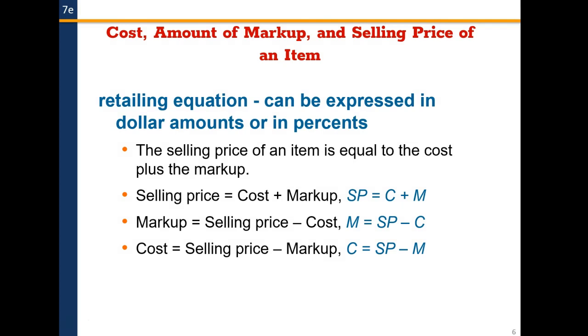The retailing equation is what we'll look at next. It can be expressed in dollar amounts or percents. It is the selling price equals the cost plus the markup. So what you see on this slide is different ways to manipulate this equation. If you're looking for the selling price, it's cost plus markup. If you're looking for the markup, it's selling price minus cost. And if you're looking for cost, it's selling price minus markup.